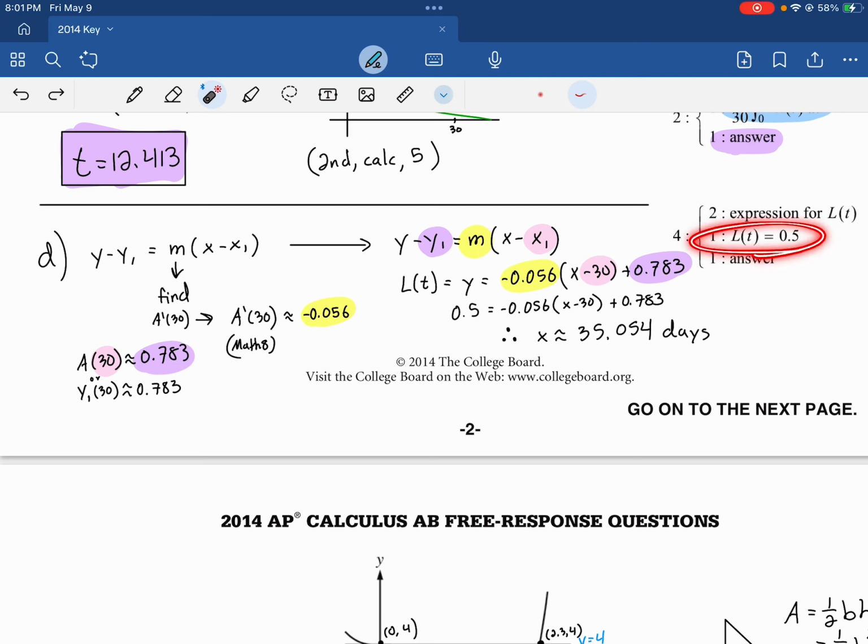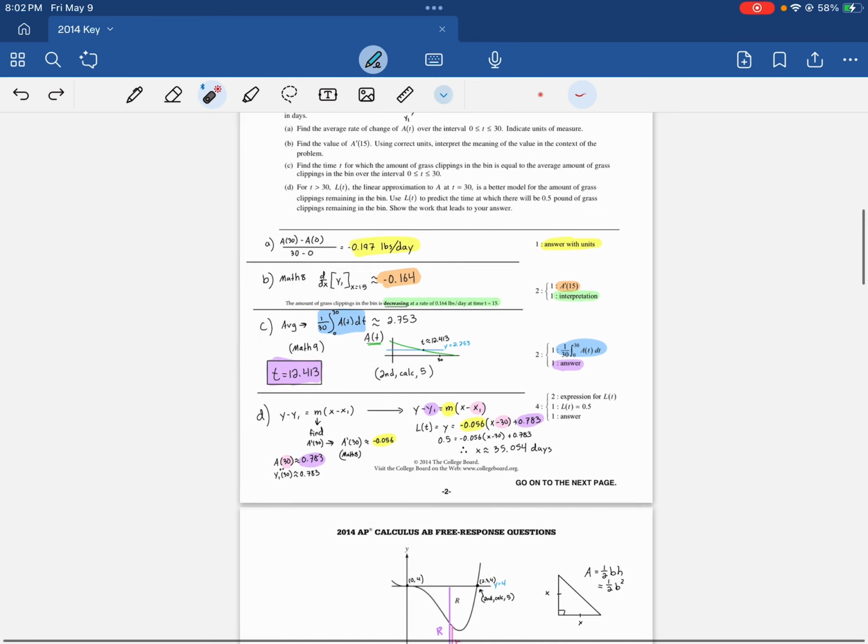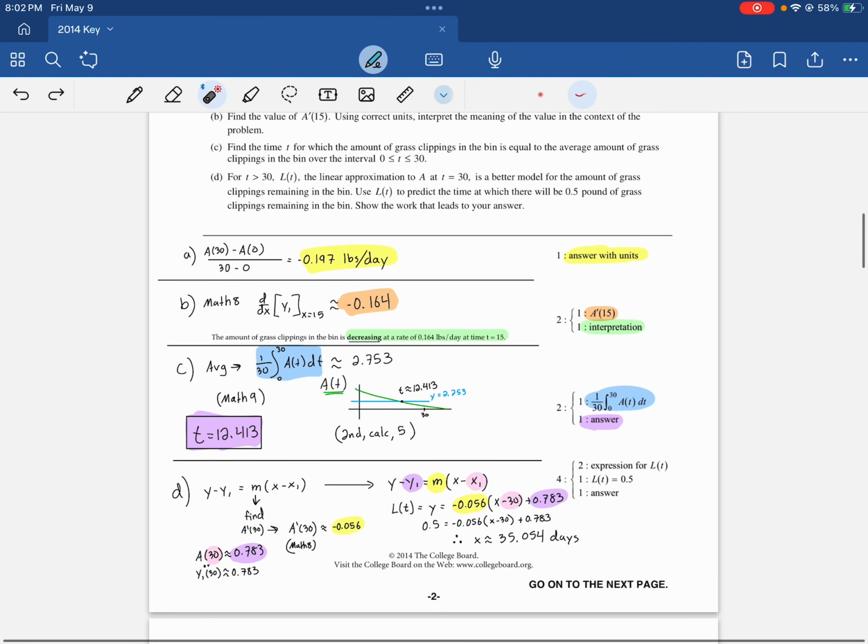1 point for setting L of t equal to 0.5. I did that here or there. And then 1 point for your answer. Keep in mind, every free response question is worth up to 9 points. Your goal is for half or more on each.